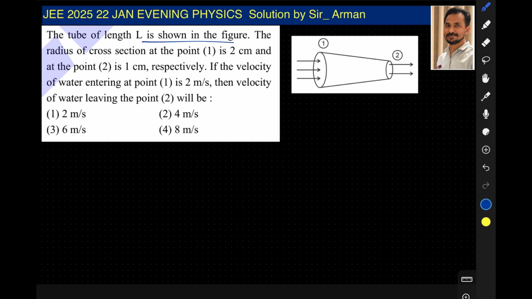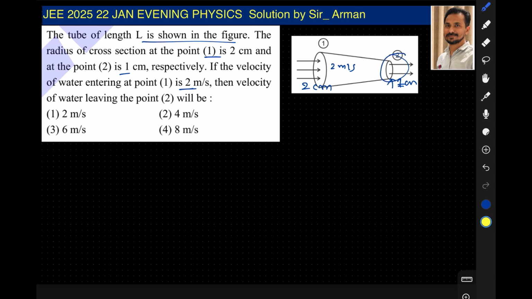A tube of length L is shown in figure. The radius of cross section of point A is 2 cm. So यहाँ जो है point 1 उसका जो radius है वो 2 cm है, and at the point 2 is 1 cm. So here the radius is 1 cm. Now if the velocity of the water entering at point 1 is 2 meter per second, so यहाँ से 2 meter per second से water enter होता है, then the velocity of water leaving the point 2 will be, तो यहाँ से कितना पानी per second बाहर आएगा.